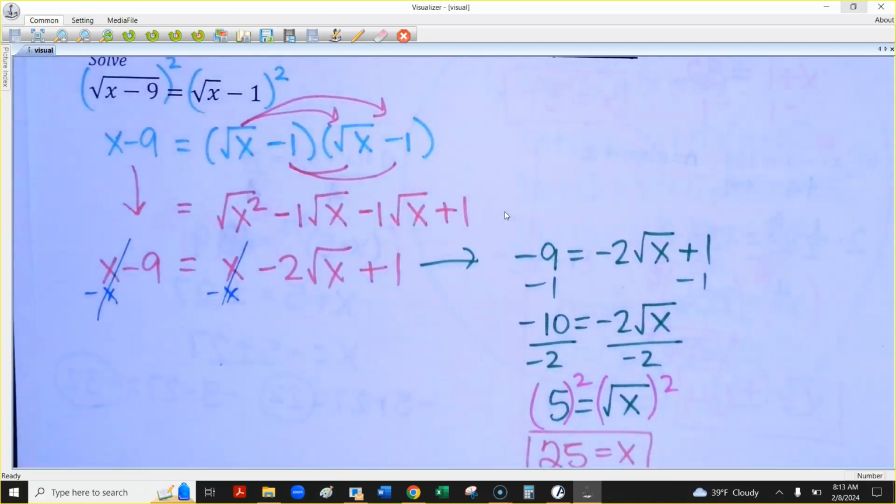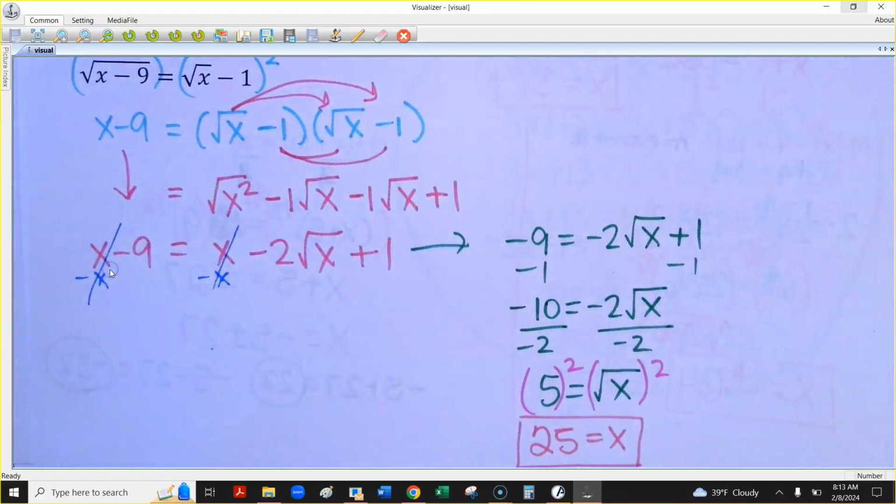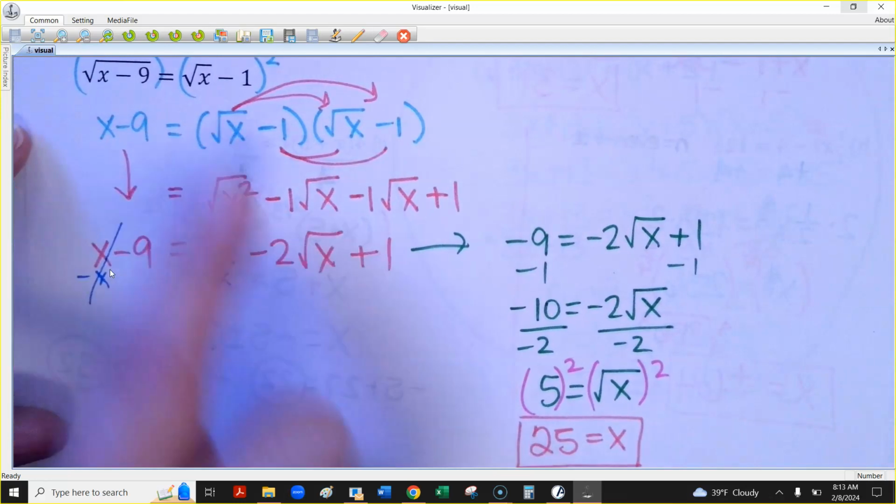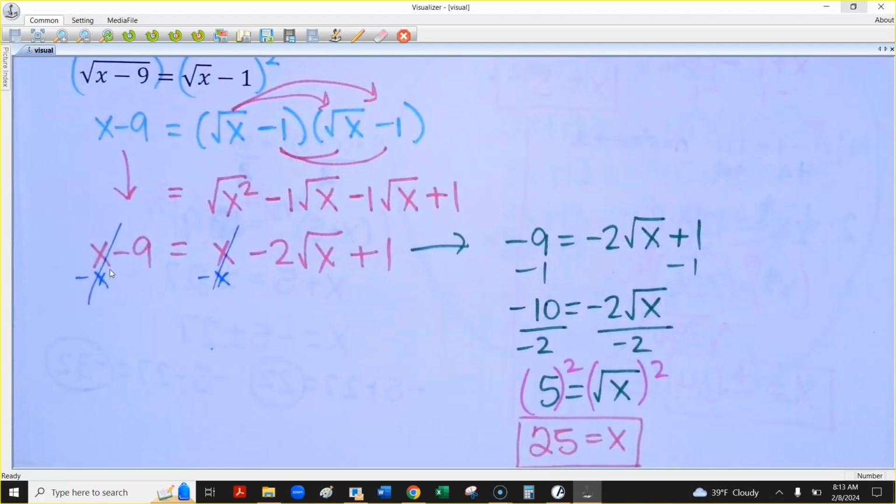These are super easy to check, but I would just look real quick and make sure you're not taking the square root of a negative. 25 minus 9 is 16, and then 25 under the square root, you're good. That would be the answer for that question.